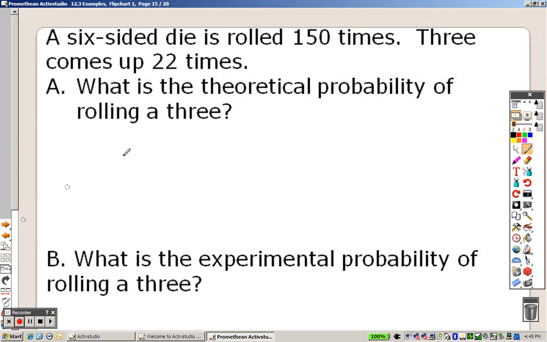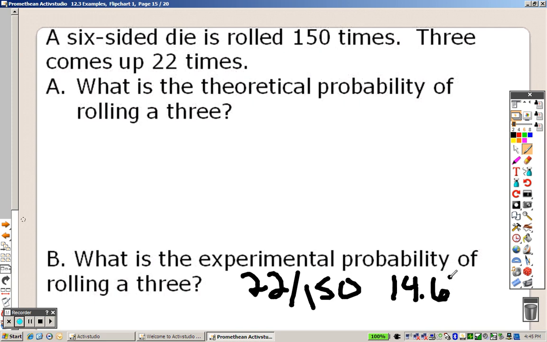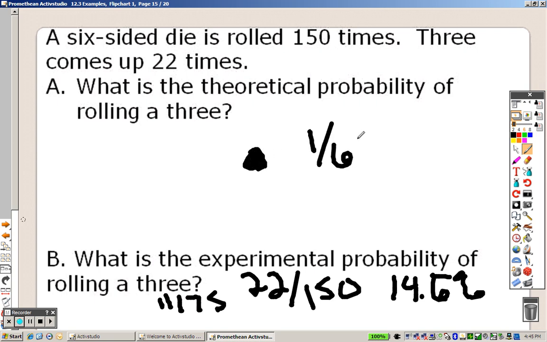So over here again, a 3 comes up 22 times. That's the experiment. So 22 out of 150. 22 out of 150 is 14.6 repeated percent, which simplifies to 11 over 75. But how many 3s are on a die? 1 out of 6, which we already said is 16.6 repeated percent. So we'll try to finish up probability here when we come back.